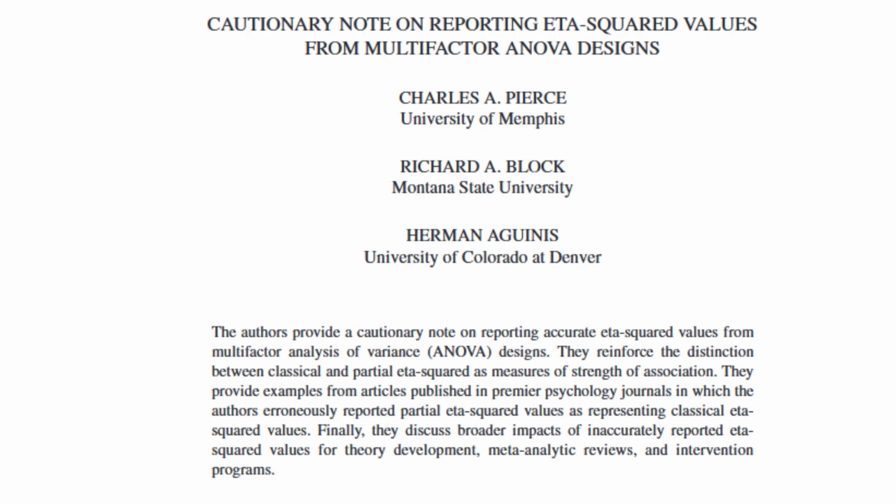Right. And to make matters worse, there's a study by Pierce, Block, and Aguinis published in Educational and Psychological Measurement, and they found that multiple psychology studies reported Eta squared values that added up to over 100%. Wait, over 100%? How is that even possible? That's like having a pie chart where the slices are bigger than the whole pie. It's not possible, of course. What happened is that these researchers were mistakenly reporting partial Eta squared values as if they were classical Eta squared, which led to those impossible totals. So they were basically saying that their factors explained more than 100% of the outcome, which obviously doesn't make any sense. Exactly. And the crazy thing is this even happened in some pretty high-profile journals.